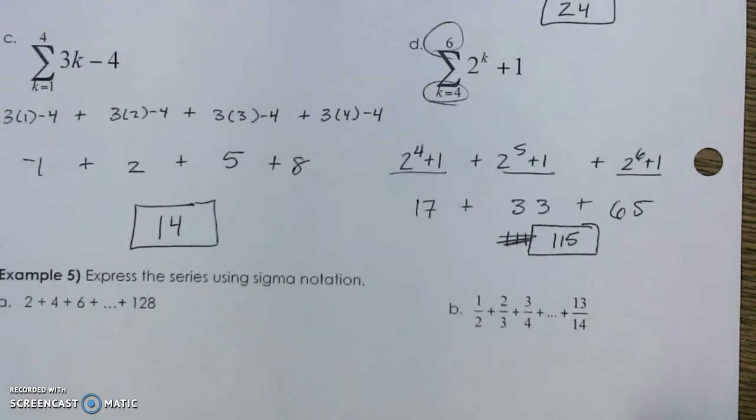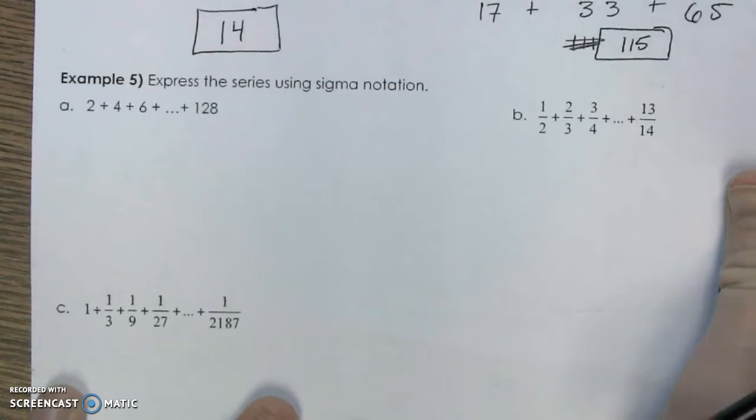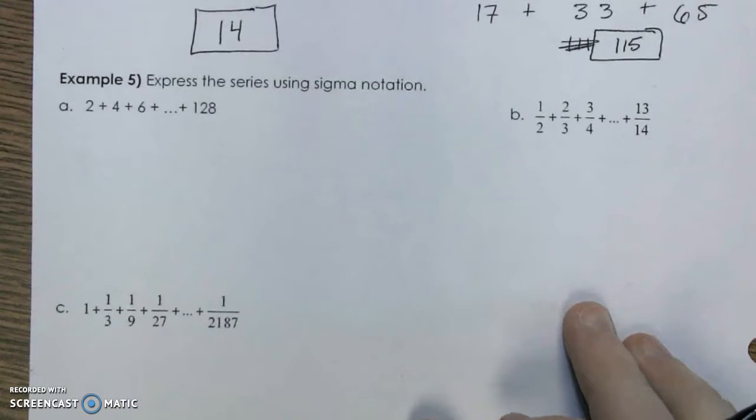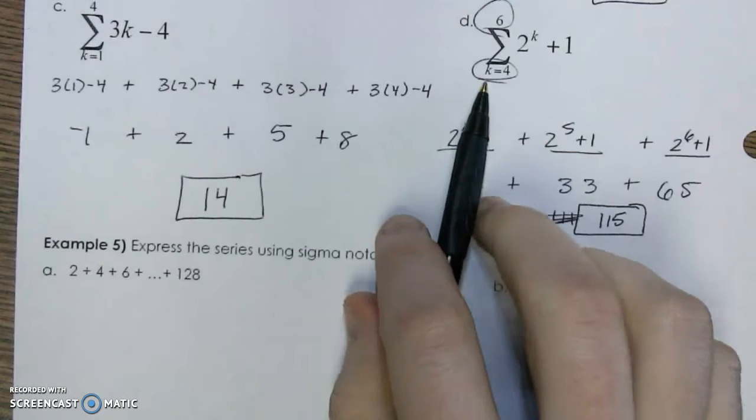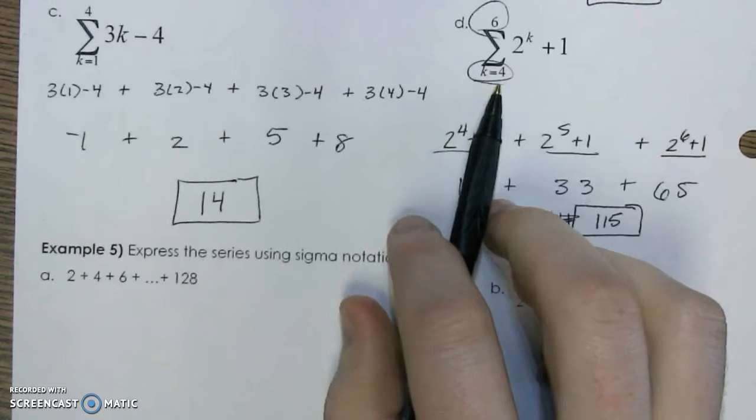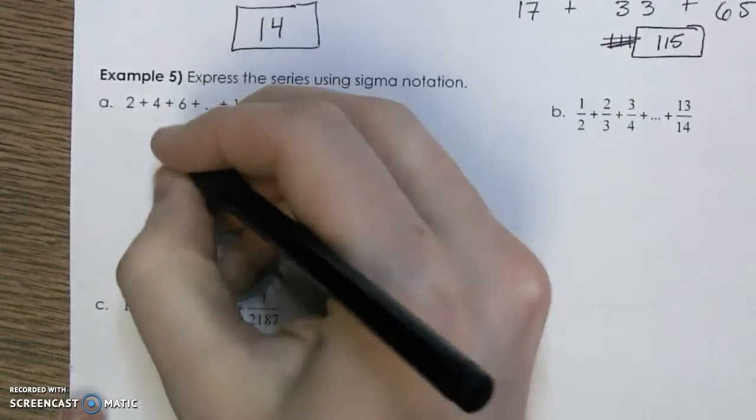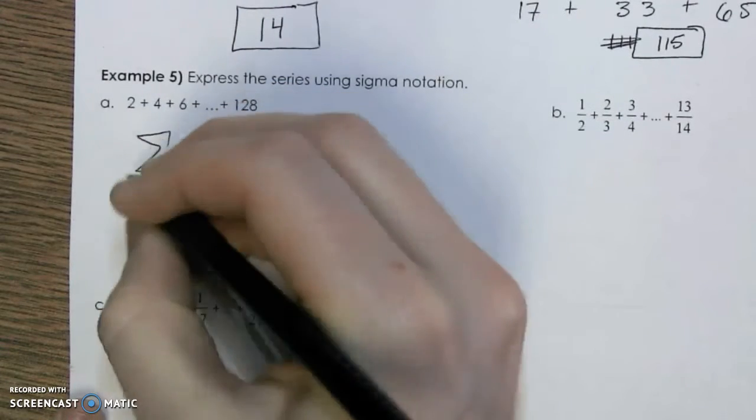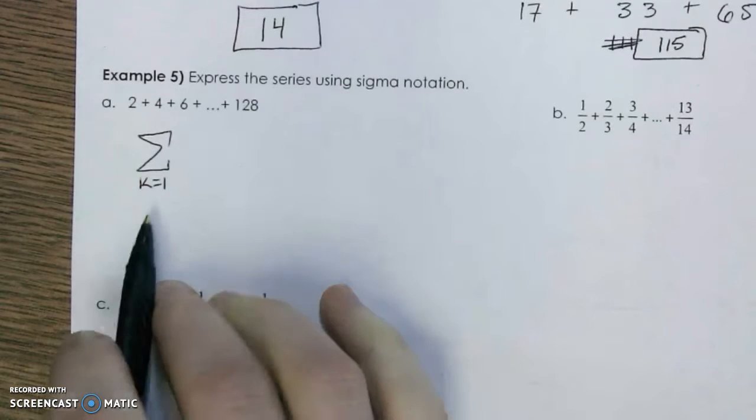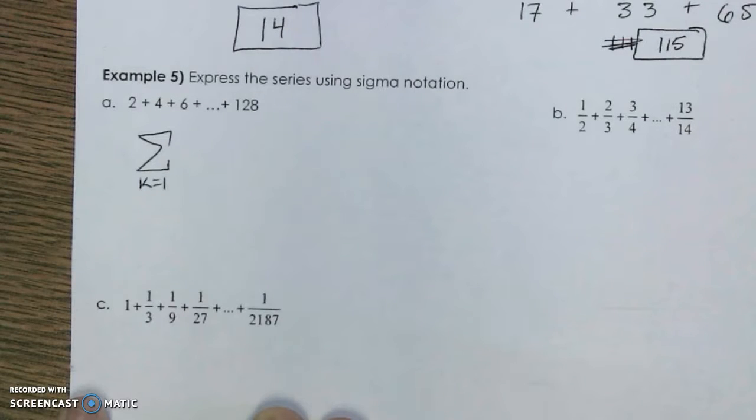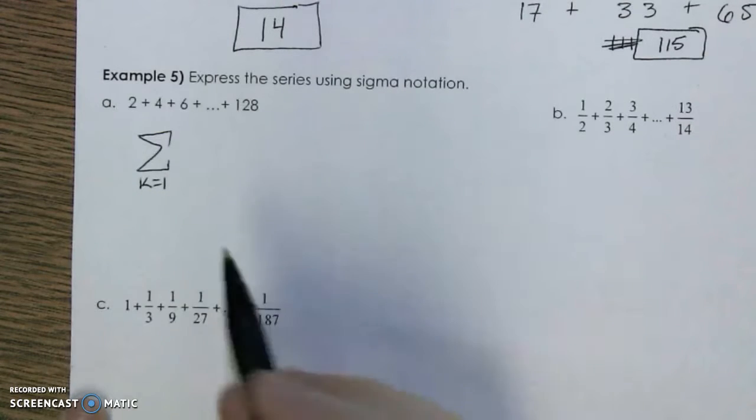And then in example 5, they give you the series and they want you to write it in sigma notation. Now, when you write it in sigma notation, even though sometimes it can start at other numbers besides 1, I want all of your answers to start with 1. That way we're all getting the same answer. And it doesn't have to be k. You're going to see different letters used for sigma notation like i and n, but today we're just using k.